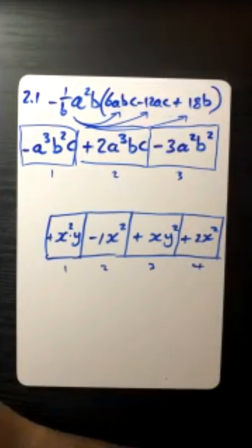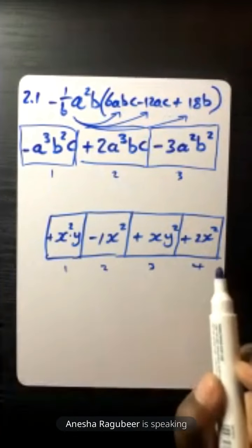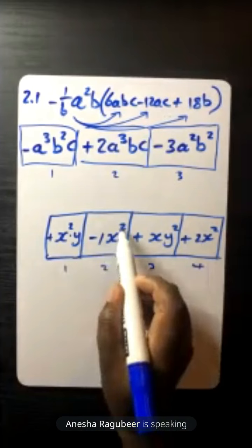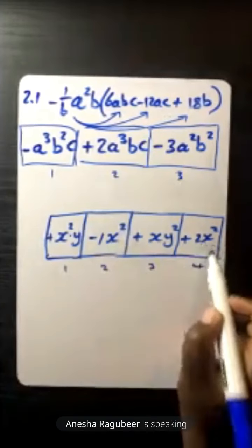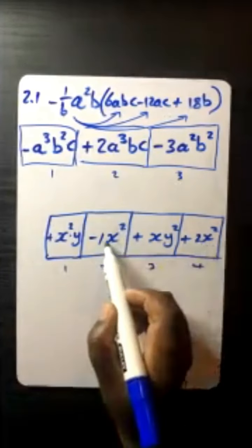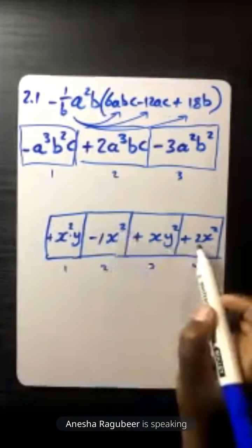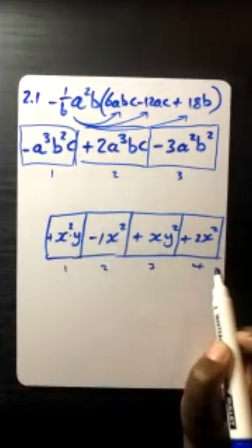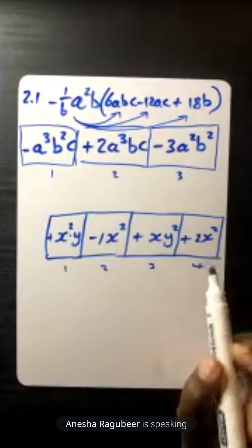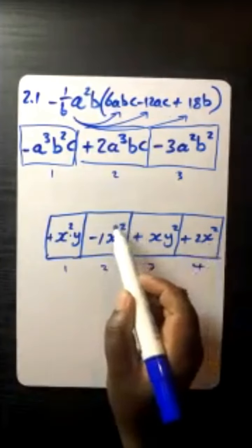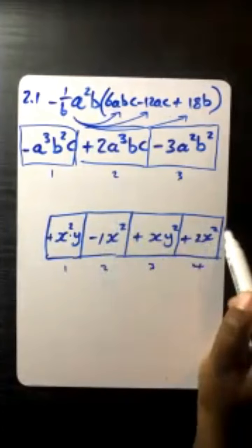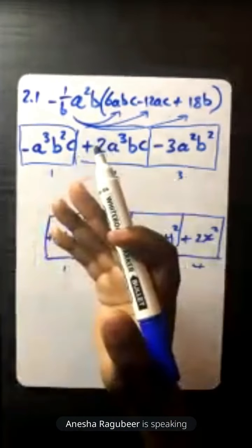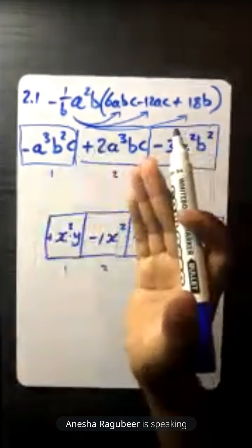Yes, sir. So there is a like term which has x squared. It's that one over there. Can you see? You've got 1x squared. There you've got 2x squared. So when we talk about the like terms, we are talking about those terms which have got the same term written in terms of a letter.